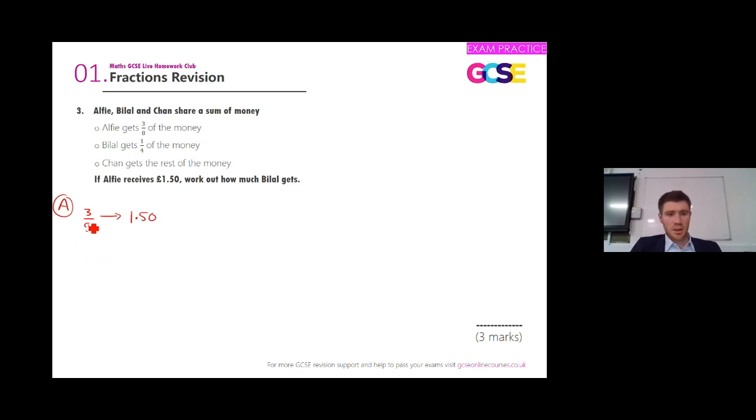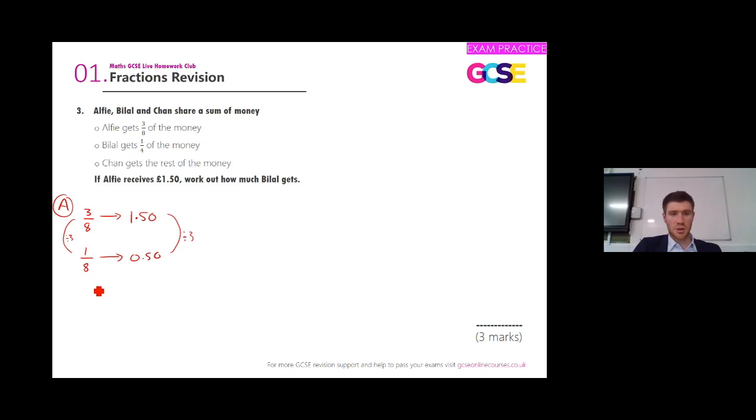Okay, so next step, well, what would 1/8 be worth? 1/8 would be worth 50p. Why? Because I have to divide by 3 on this side to get from 3/8 to 1/8, and I have to do the same on this side, just like that, scaling up with percentages. Okay, so that's where we've got to, and that's going to be incredibly useful, because now I can think about the total amount.